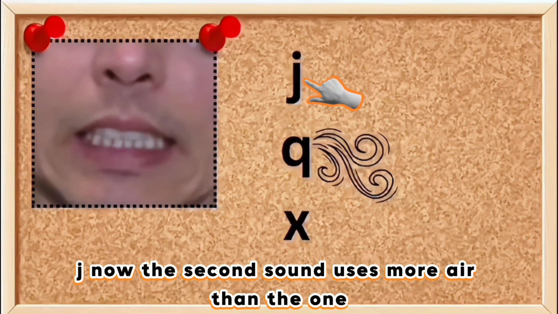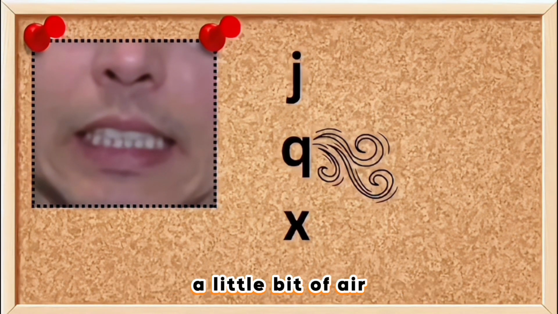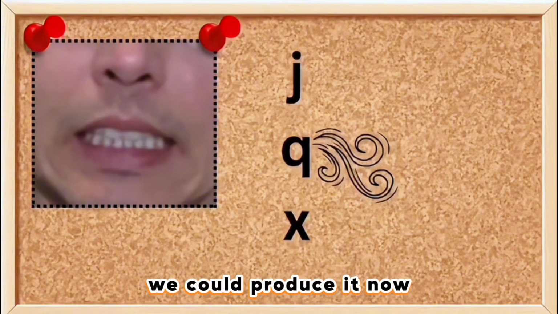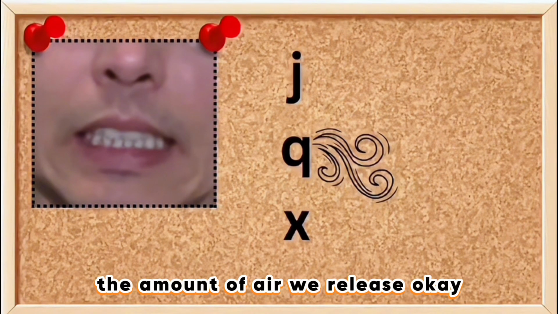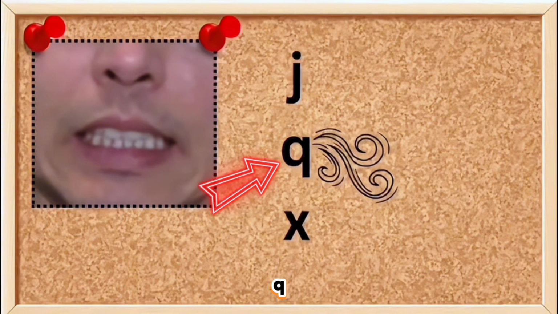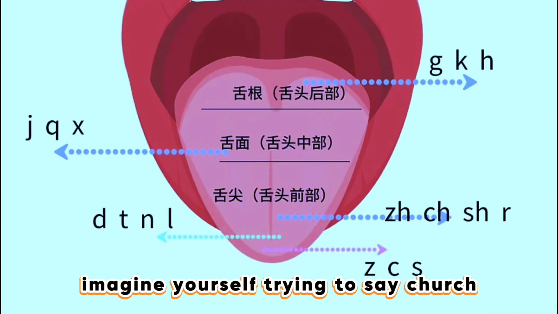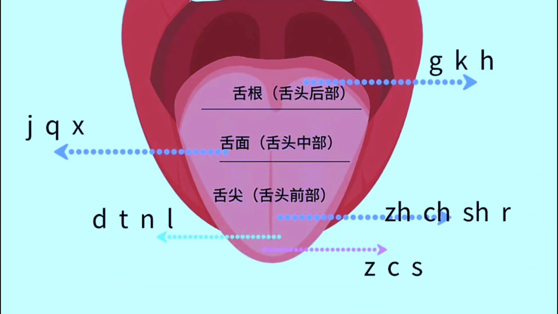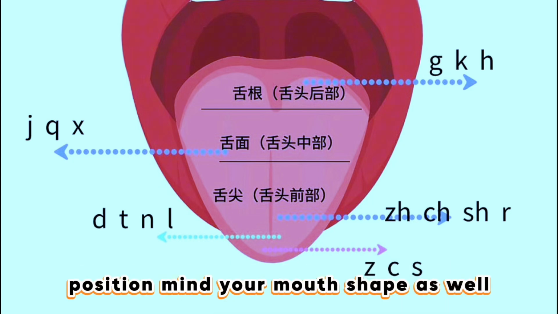Now, the second sound uses more air than the one we've been using, because with ji, all that we did was a little vibration, a bit of air, and that was it. We could produce it. Now with this one, what separates it from ji is the amount of air we release, okay? Imagine yourself trying to say church, but from that position. The tongue is in that position. Mind your tongue position, mind your mouth shape as well.